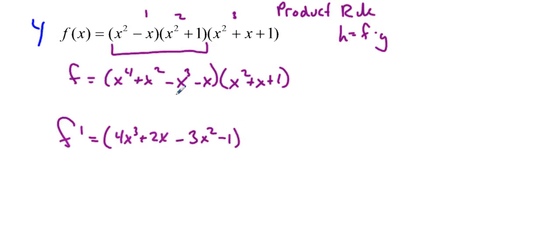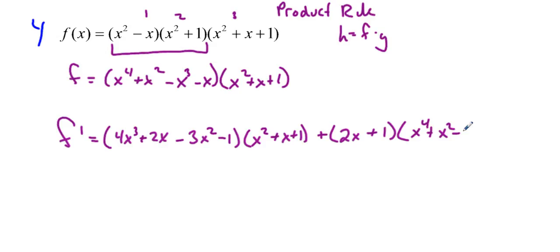All right, so that's the derivative of my first function. I'm going to multiply that by my second. I'm going to add that to the derivative of now my second function, which is right there. So I have 2x plus 1 times my first one, which is x to the fourth plus x squared minus x cubed. Oops, yep, x cubed minus x, and there we have it.